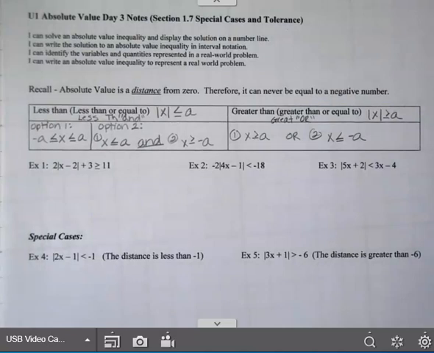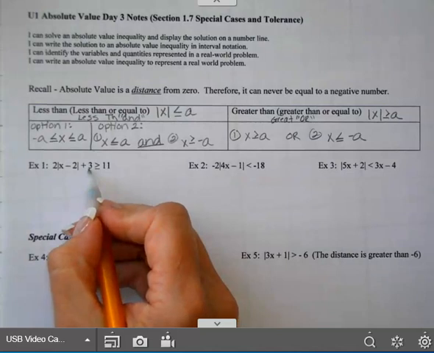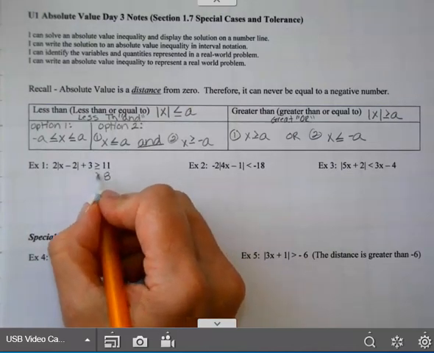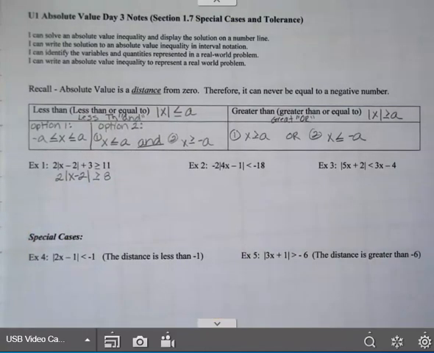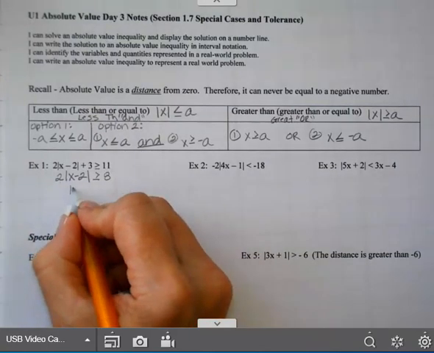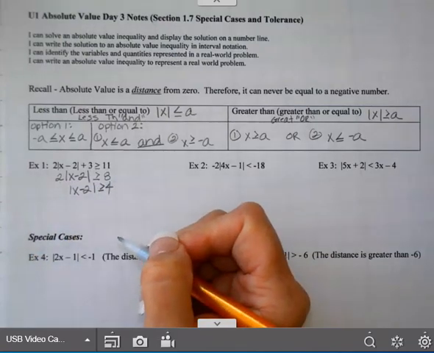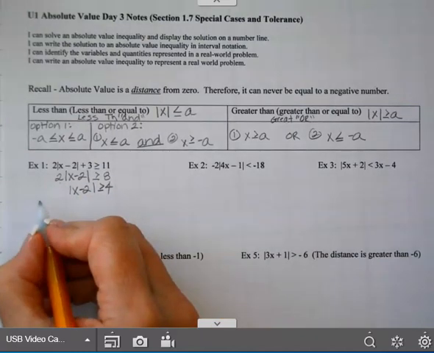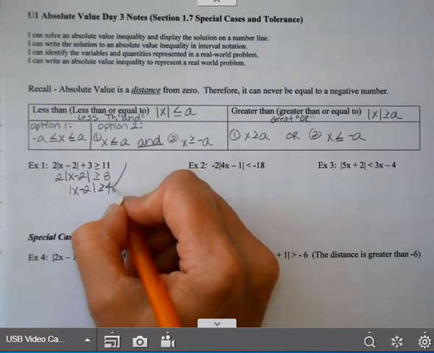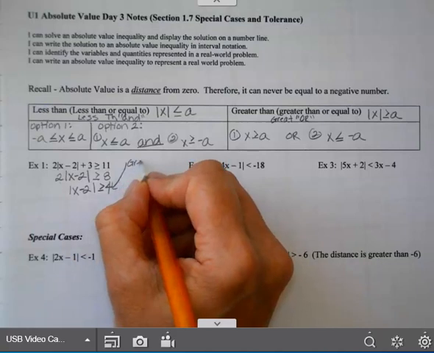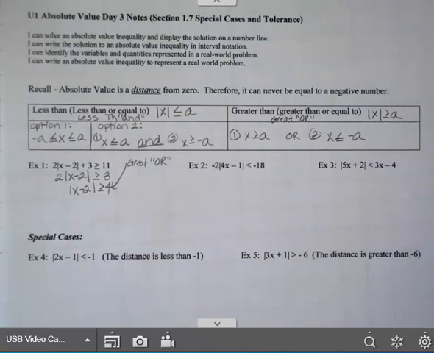The first three examples are just review from yesterday. You have to get the absolute value by itself. So I'm going to subtract 3. And then I need to get rid of this 2, so I'm going to divide both sides by 2. And set up our two statements. This is an or problem, and I can determine that at this step. So this is greater than or equal to. You have to get the absolute value by itself before you decide that.